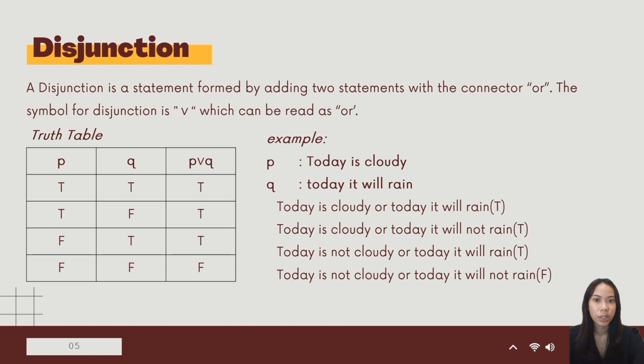Today it's cloudy or today it will rain, it is true. Today it's cloudy or today it will not rain is true. Today is not cloudy or today it will rain, it's true. Today is not cloudy or today it will not rain, it's false.